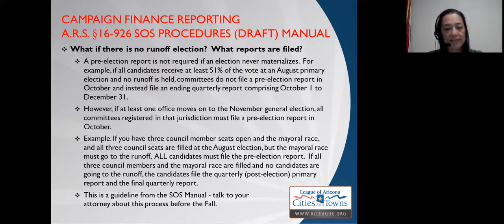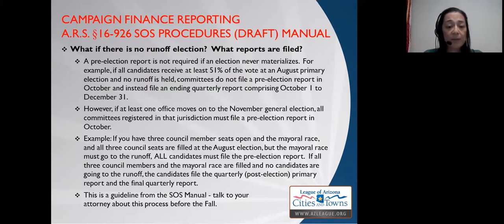So this is one of the examples they gave. If you have 3 council member seats open, and then you also have your mayor's race, and let's say all 3 council seats are filled at the August election, but the mayoral race is going to go to a runoff. Well, then all candidates, even those council members who are already elected, are still going to have to file that pre-election report. And they may not even have much activity, but maybe they're winding down. It doesn't matter. They're going to have to file that pre-election report.